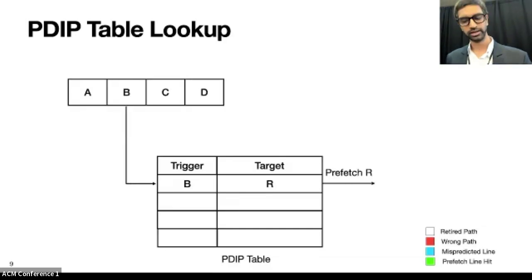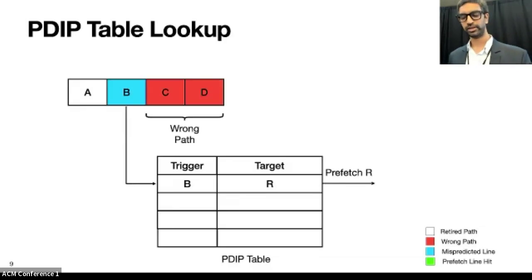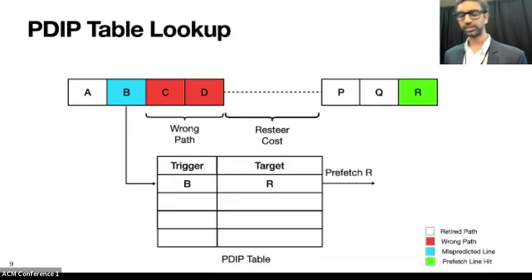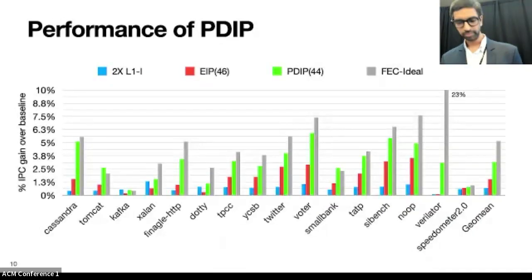You go down the wrong path, C and D, then you mispredict and pay the recovery cost, and then you go down the resteered path, P, Q. Since we issued a prefetch for R a long time ago, it would have arrived by the time we reach it on the correct path. Thus, PDIP is able to overlap the recovery cost with the miss cost of R, and we are able to show decent performance. Now let's take a look at how well PDIP performs. Here is PDIP with various configurations. I'm showing 2 times IL1, a related work called the entangling instruction prefetcher, PDIP, and FEC ideal.